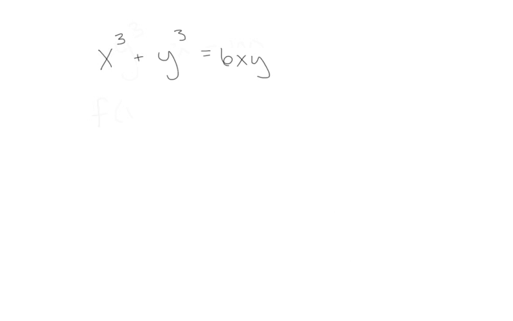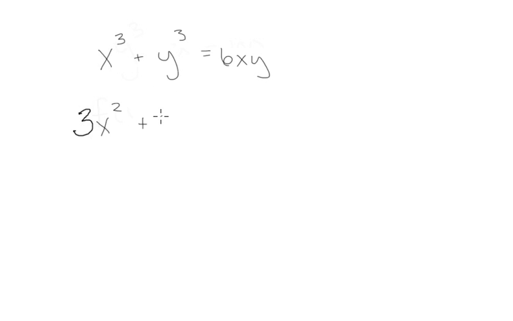Here's another example. This might be a good one for you to pause the video, try it out on your own, and make sure that you're understanding. All right, so here we go. So we're going to take the derivative of the x cubed as normal, 3x squared, plus we're going to treat y as an implicit function of x.